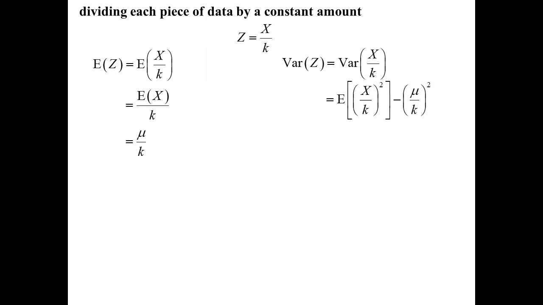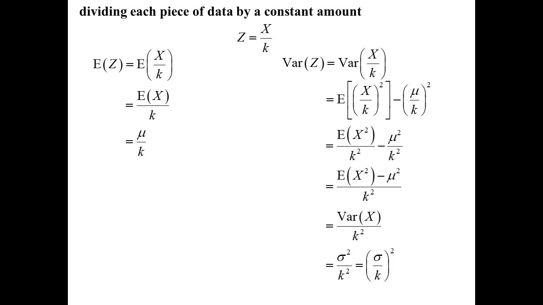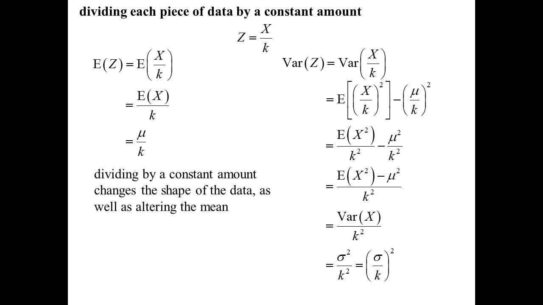But what happens with variance when we play around with this one? Okay, let's go through it. Expected value of k squared would be k squared. And then on the top, we end up with the variance over k squared. So we get sigma squared on k squared, which is sigma on k squared. So what has happened? Yes, we have changed the shape of the data, because there's definitely a change to the variance there. It's no longer sigma squared, it's now sigma squared divided by k squared.